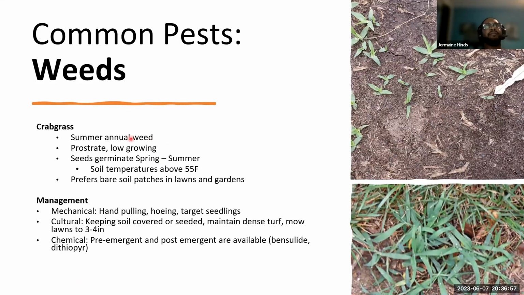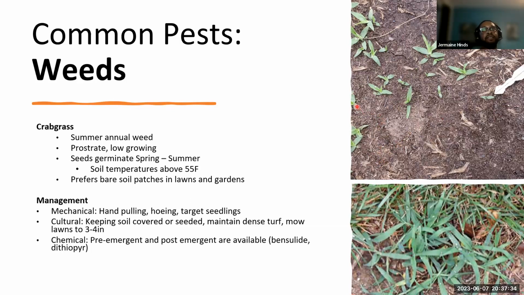Other pests, crabgrass. This is a summer annual weed. They tend to be prostrate or low growing, so they tend to grow along the surface of the ground. The seeds typically germinate through the spring and the summer when the soil temperatures hit 55 degrees Fahrenheit. Crabgrass tends to like bare soil, stressed soil. So in your lawns and your gardens, this is where they could start to take hold. You see crabgrass seedlings like this in those kinds of distressed soils.